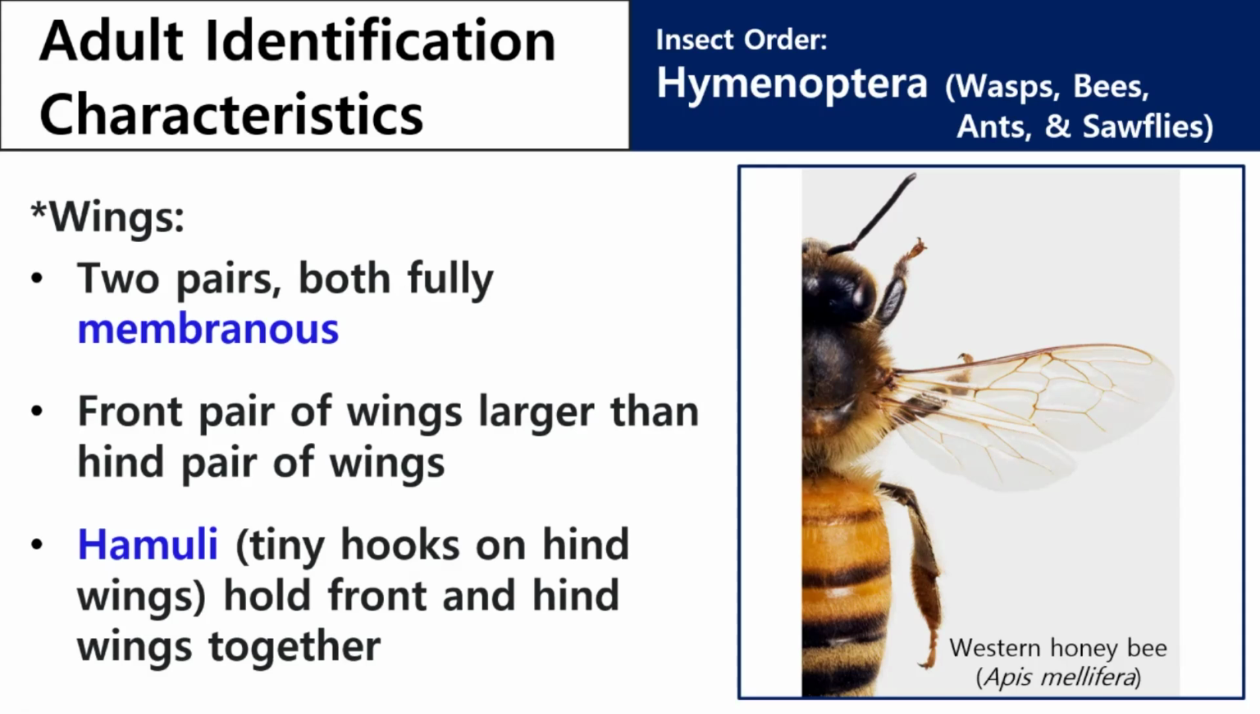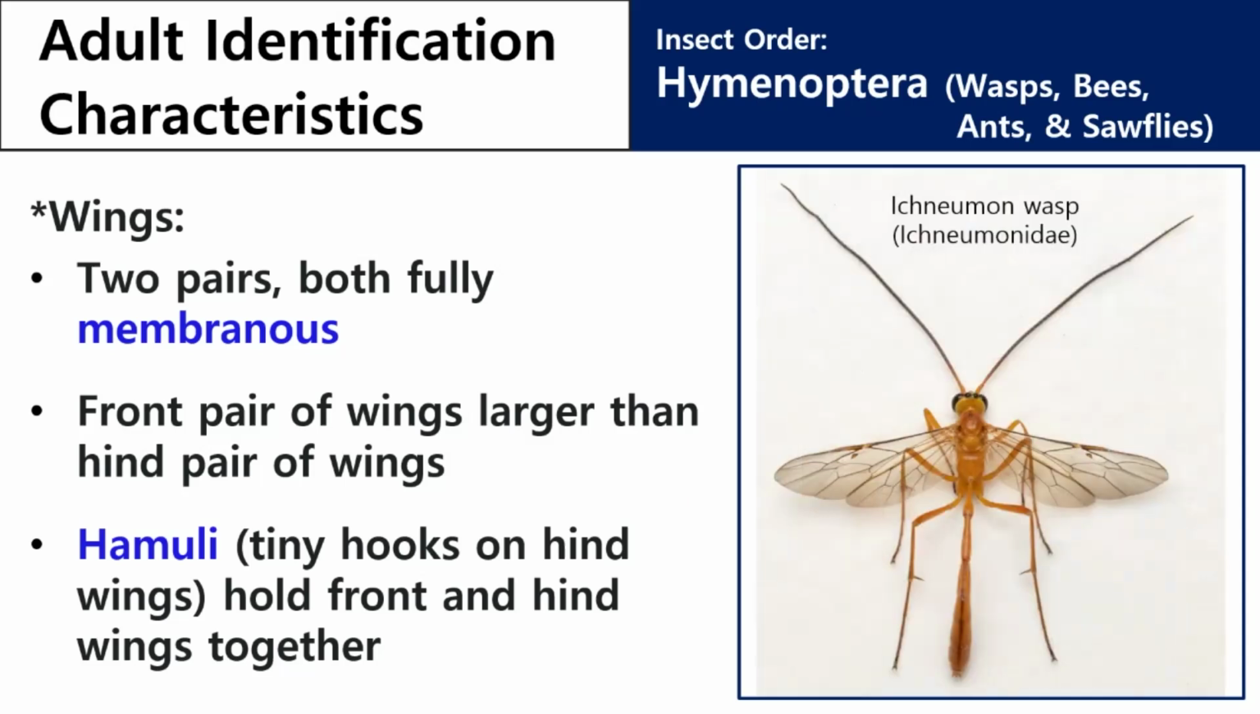The front pair are typically a little bit larger or longer than the hind pair of wings, so something to observe. Another example, this is a parasitic wasp called an ichneumon. We can see the larger top pair of wings versus our bottom pair of wings, both fully membranous. You can see that venation pattern.